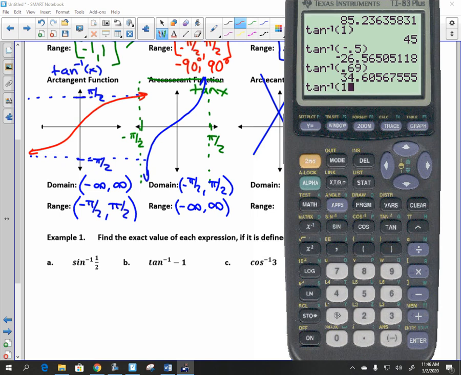Again, the arctangent of 1 is 45 degrees. We know that one. If you do the arctan of the root of 3, you get 60 degrees. Everybody knows that that's going to be 60. Right?